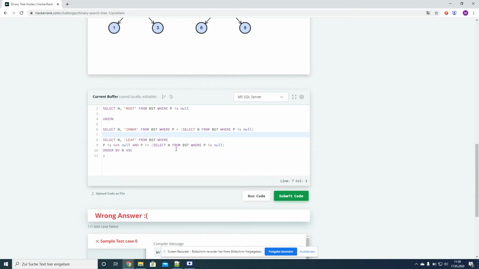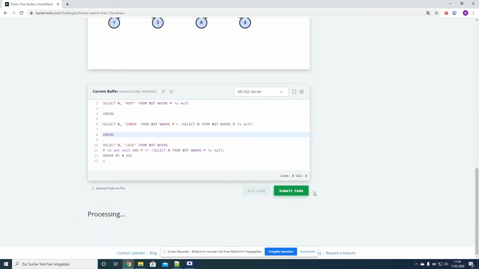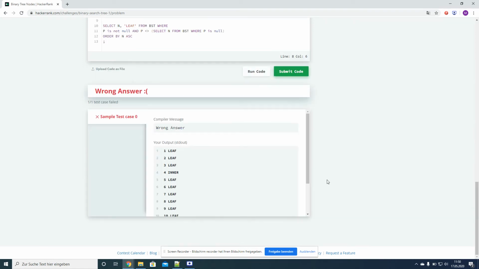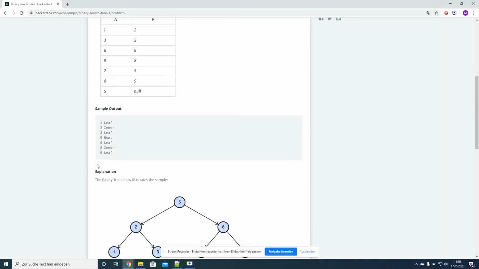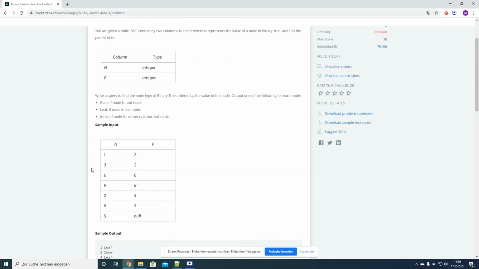Did I put a union here? No, I didn't. Should I not also put a union in this one? I think I should. Maybe then it's ordering everything. Let's see. It is ordering everything and it looks okay. But still I get the wrong answer. And I wonder why. Leaf, inner, leaf, root, leaf, inner, leaf. Okay.